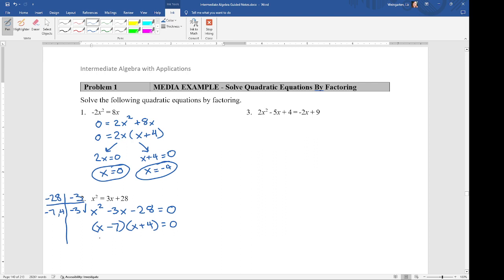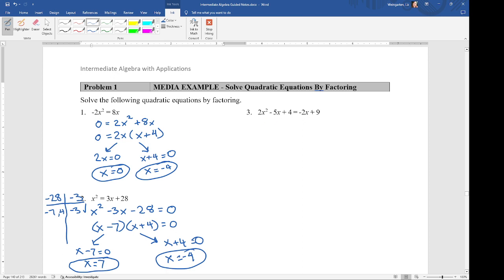So the zero property tells us that either x minus 7 equals 0 or x plus 4 equals 0. So I'm going to solve both of those equations. On this side I get x equals 7 as our first solution. On this side I get x equals negative 4 as our second solution.